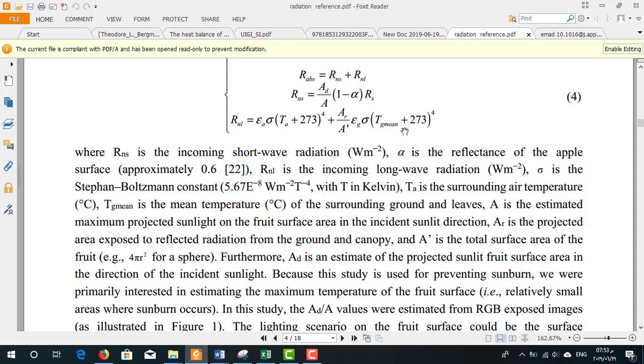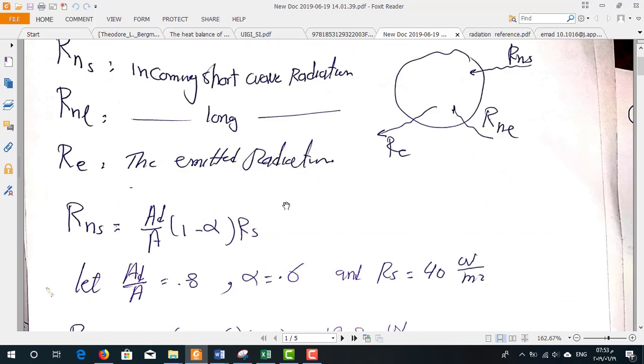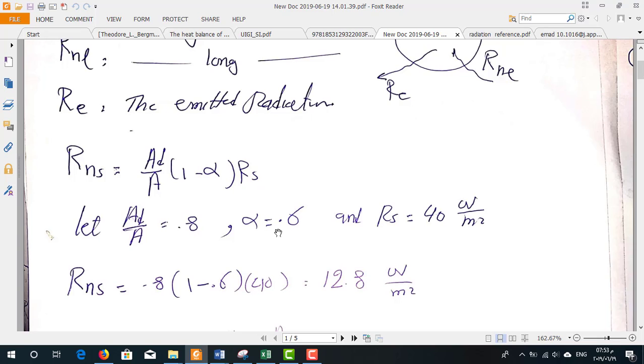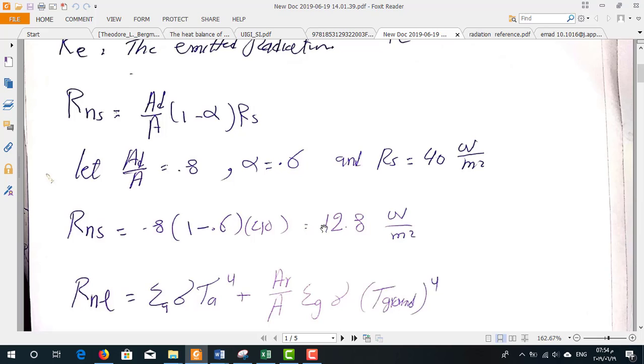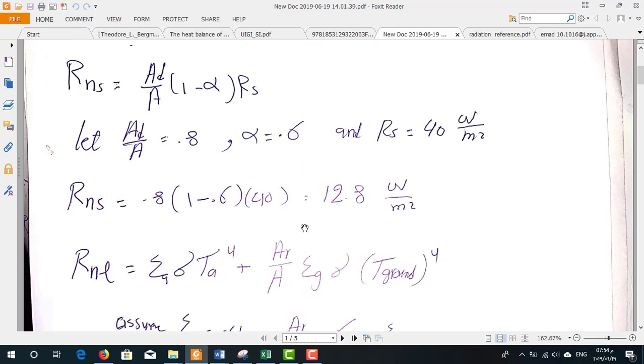Alpha is equal to 0.6 as an approximation, depending on the type of fruit, and this is a mean value, and RS is equal to 14, and that's for air. You can research on it. For RNS, when you put in these numbers, we have this number in watt per meter square.